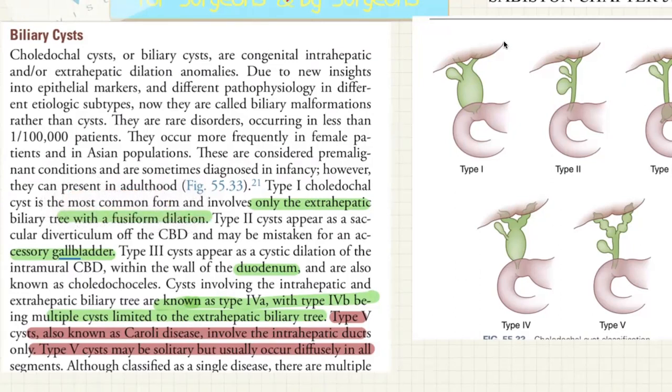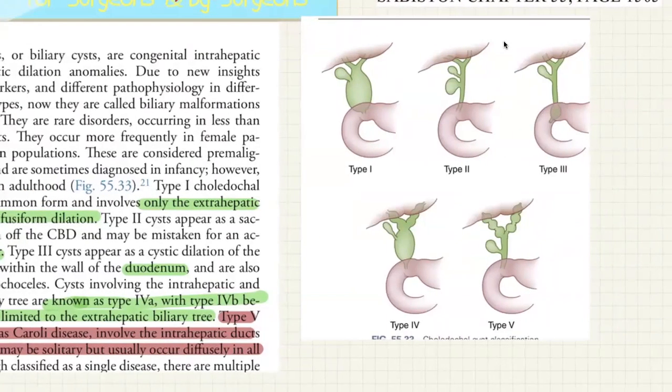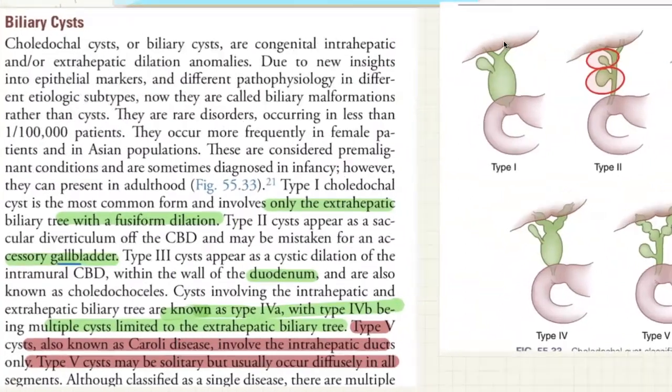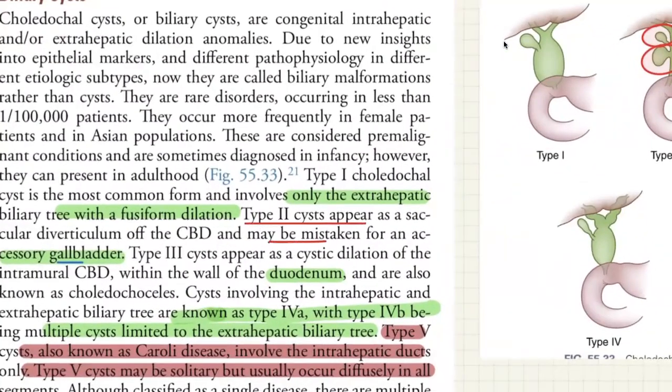Well, and then let's go to type 2. Type 2 is a saccular dilatation of the extrahepatic biliary tree, and it resembles a condition called accessory gallbladder. Type 2 cysts are mistaken for accessory gallbladder, as you can see here. So the MCQ that they ask you is which type is often mistaken for accessory gallbladder. The answer has to be type 2.